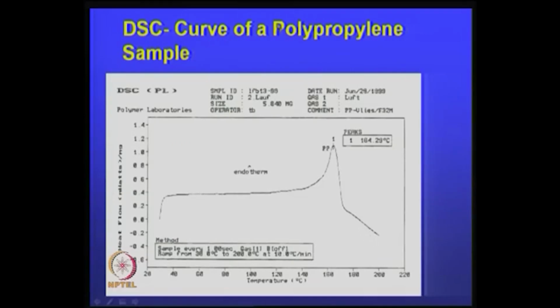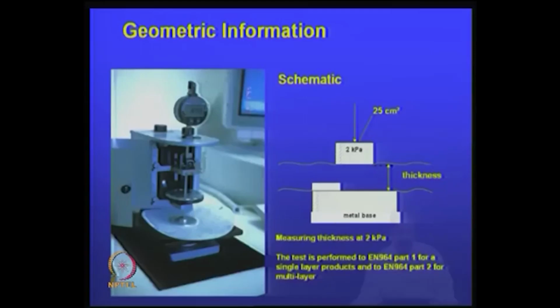So, for example, here you have a polypropylene product, with about 164.29 degrees centigrade, and this is the type of result you get. People can use some of these materials for whatever application we are interested in.